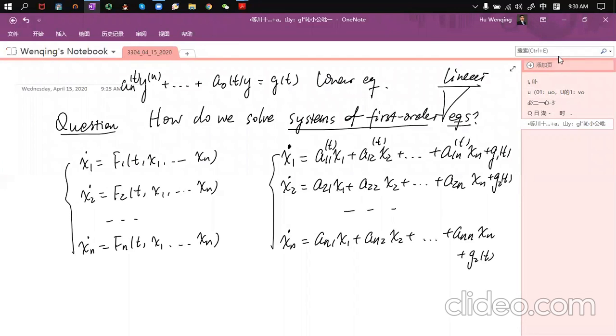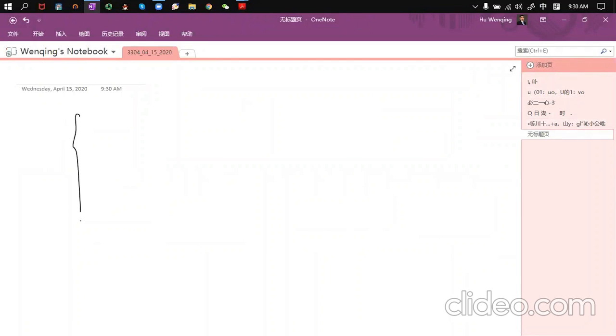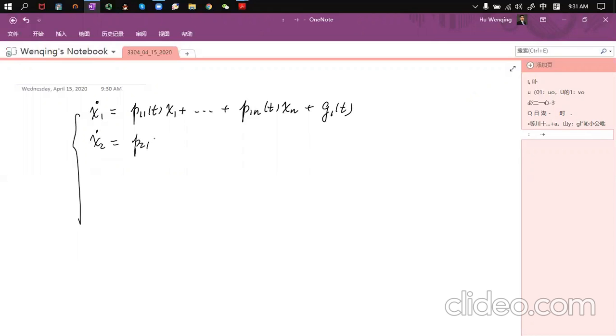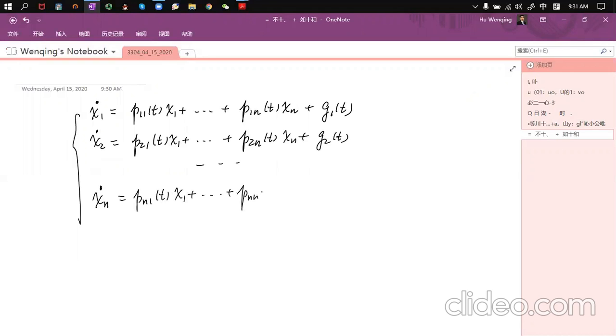So you would like to solve a system of first order equations. That means if you consider a first order system, it has the form x1 dot is equal to p11 of t x1 plus dot dot dot plus p1n of t xn plus g1 of t. Similarly, x2 dot is p21 of t x1 plus dot dot dot plus p2n of t xn plus g2 of t, and so on. In the end, xn dot is pn1 of t x1 plus dot dot dot plus pnn of t xn plus gn of t. That's the system.